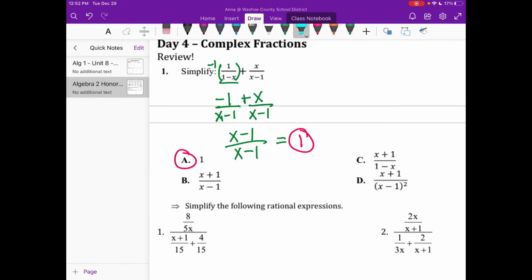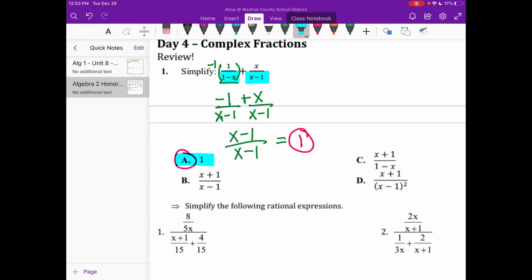Okay, here's my work on number 1. It might have stumped you at first, but remember that these guys are, I call them opposites, like they're opposite signs. And the way to change them into the same denominator is just to multiply by -1 on that first fraction. So I had -1 over x minus 1, and then you add it to x over x minus 1, and guess what? They're the exact same thing. So you should have gotten A as your answer.